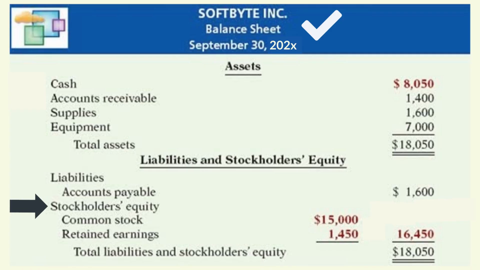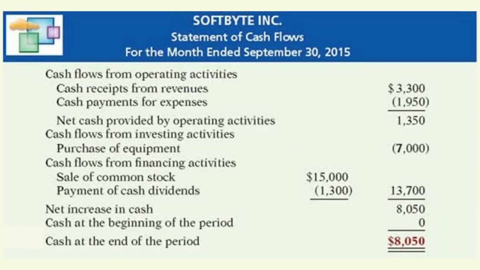Stockholders' equity is comprised of two parts: common stock and retained earnings. Common stock results when the company sells new shares of stock, and retained earnings is the net income retained in the business. In this example, SoftBite reports common stock of $15,000 and retained earnings of $1,450 for total stockholders' equity of $16,450. The statement of cash flows provides information on the cash receipts and payments for a specific period of time. This statement will be covered in another video.